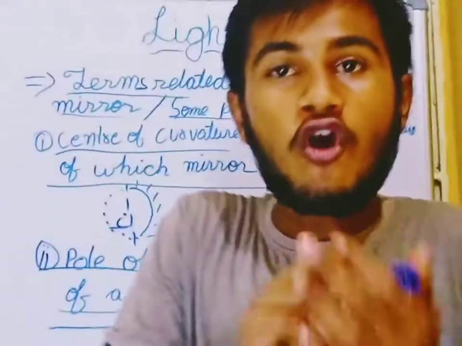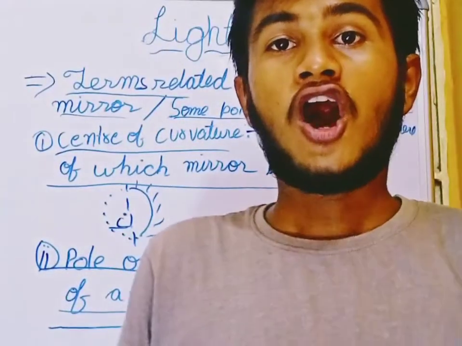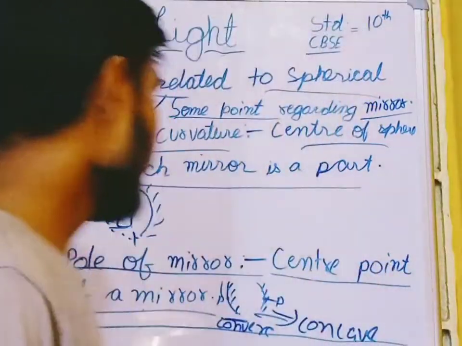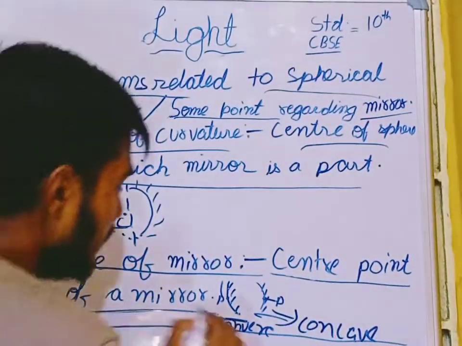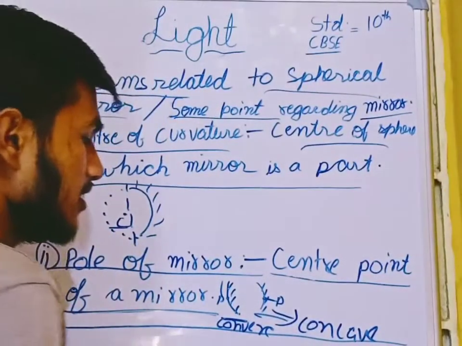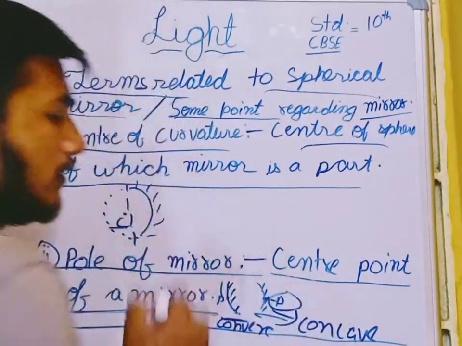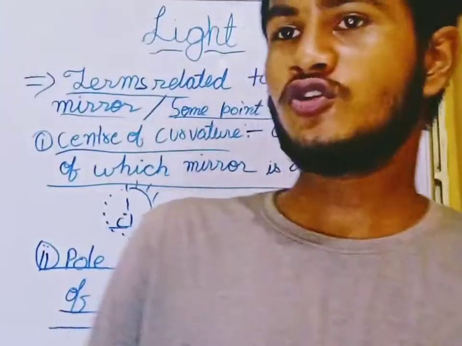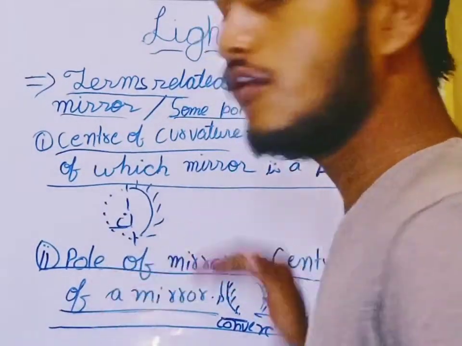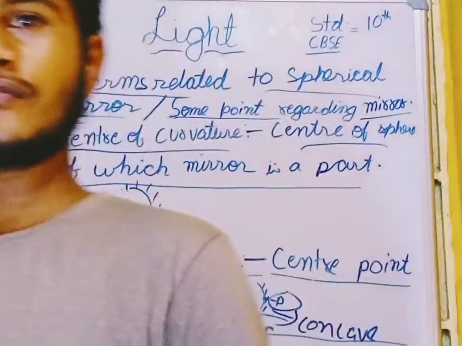And pole of mirror, the center point of the mirror. Center point of mirror is known as pole of mirror. It is represented by letter P. Okay, you are capable of understanding the difference between center of curvature and pole of mirror now.